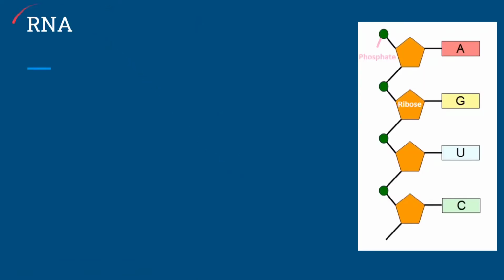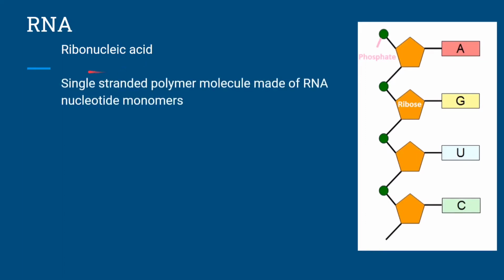So first let's have a look at just what RNA is. RNA stands for ribonucleic acid because it belongs to the nucleic acid category in biological molecules. RNA is a single-stranded polymer molecule, and polymer means large molecule made of many repeating units. And this single-stranded polymer molecule is made of RNA nucleotide monomers. So the monomers, the small repeating units that make up the large polymer, are the RNA nucleotides.